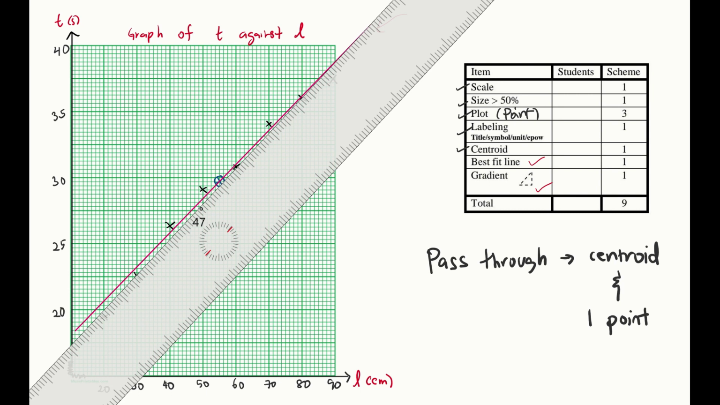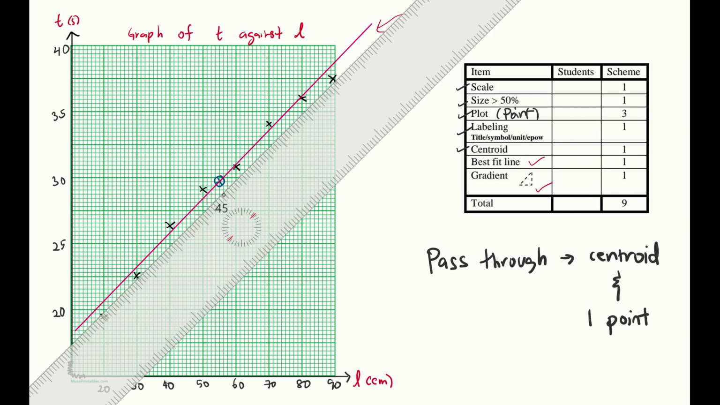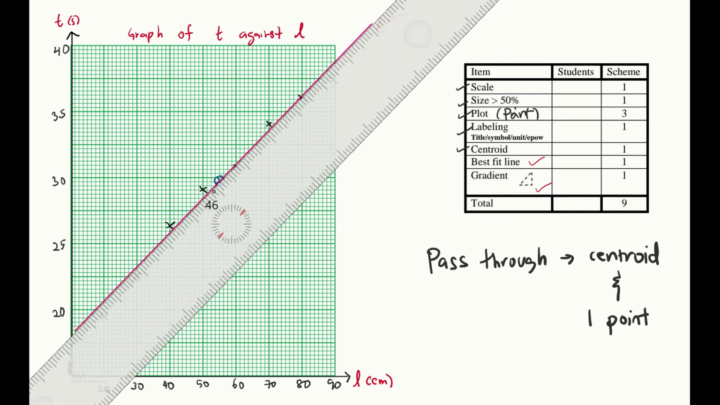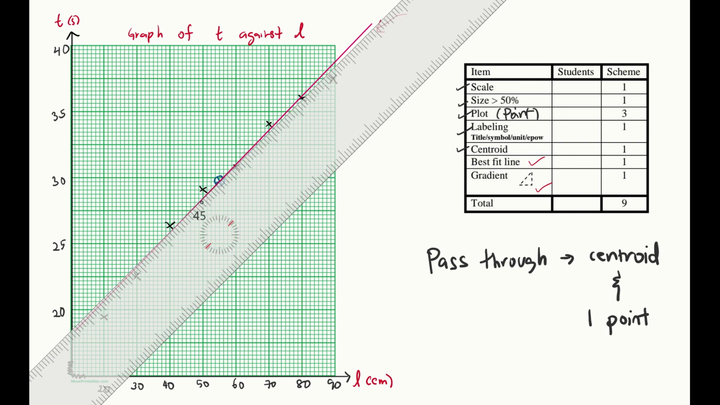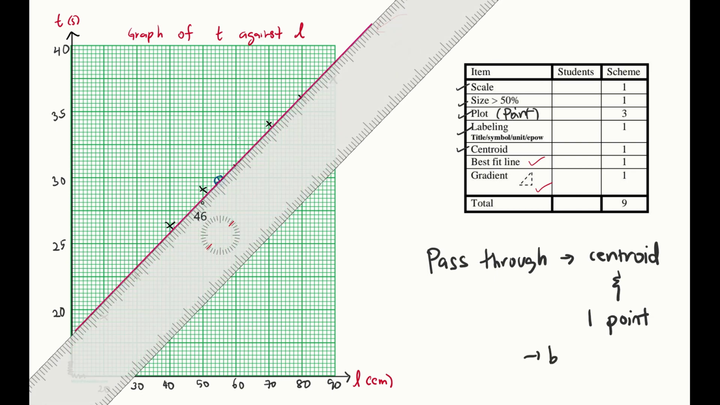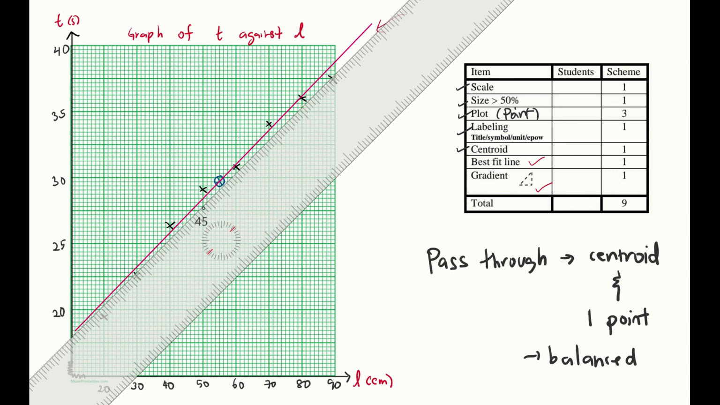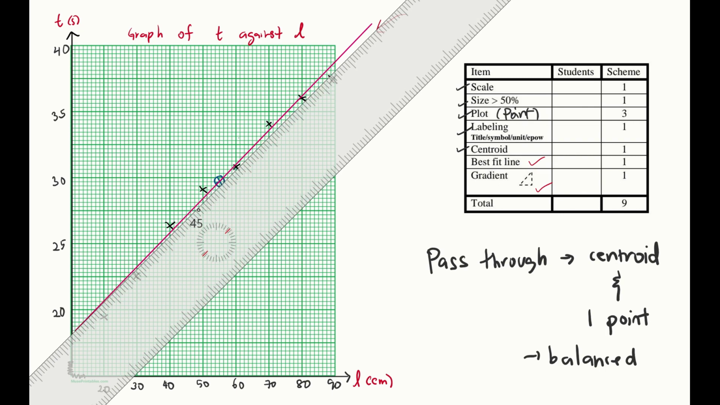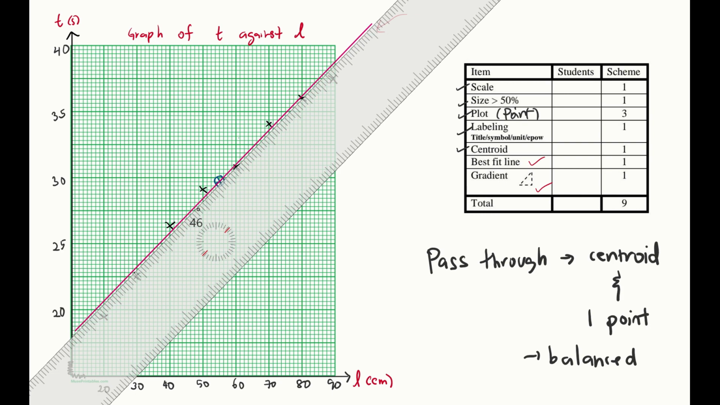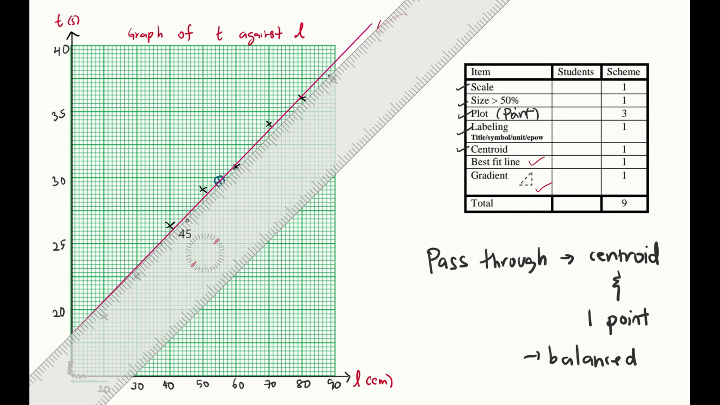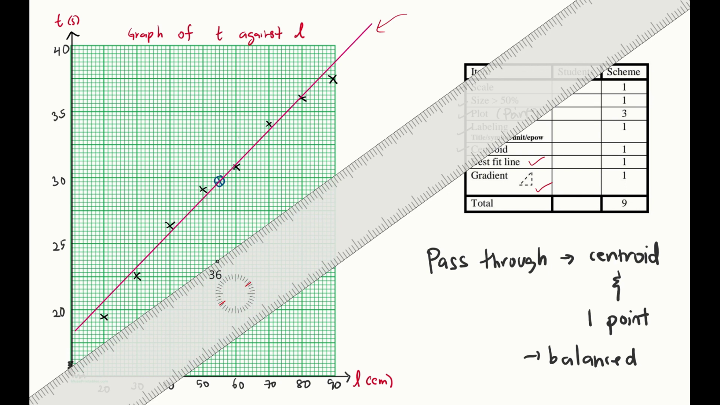In this case, the data is not quite good because when we try to balance it, the best fit must be balanced. The keyword here is balanced. So we only have 1 point. Actually, the more points you have on the best fit line, the better the value you will get for your gradient. So the line that I have tried my best to make the best fit passes through the centroid and this point. So we have 2 points here.